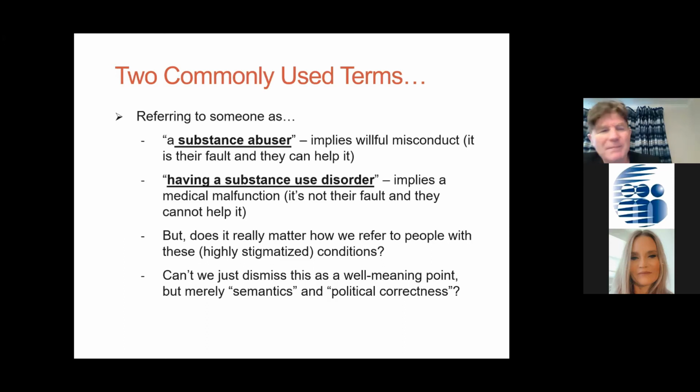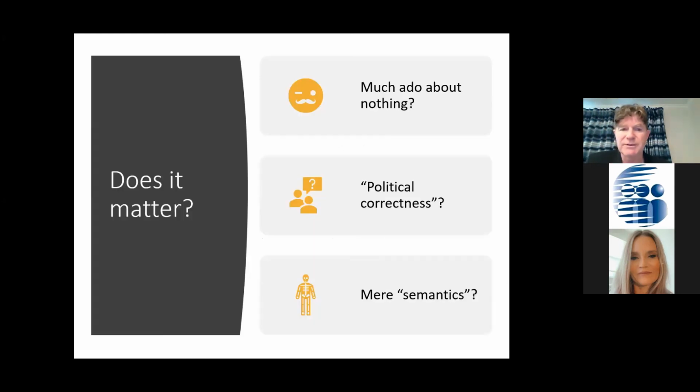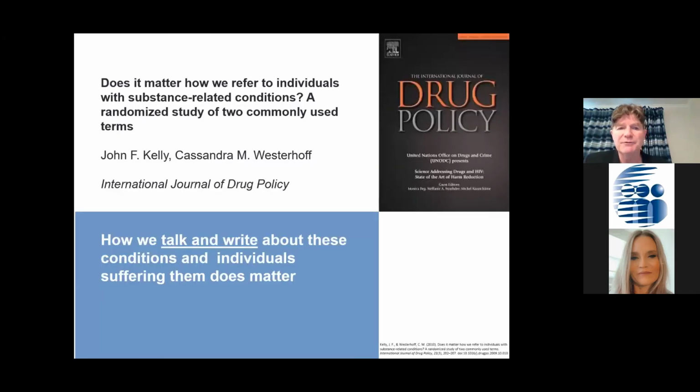Well, I began to think, maybe that implies that they're really just voluntarily engaging in willful misconduct. They're abusing it, they really can control it, but they're just abusing it for fun at the expense of other people. And if you contrast that with the notion of disorder or having a substance use disorder, maybe that might invoke the idea that somebody has a medical malfunction. And so we actually did a couple of studies where we randomly assigned these two terms to see if it actually made a difference on stigma attitudes. The first study was an interesting one because it involved experts in our field.